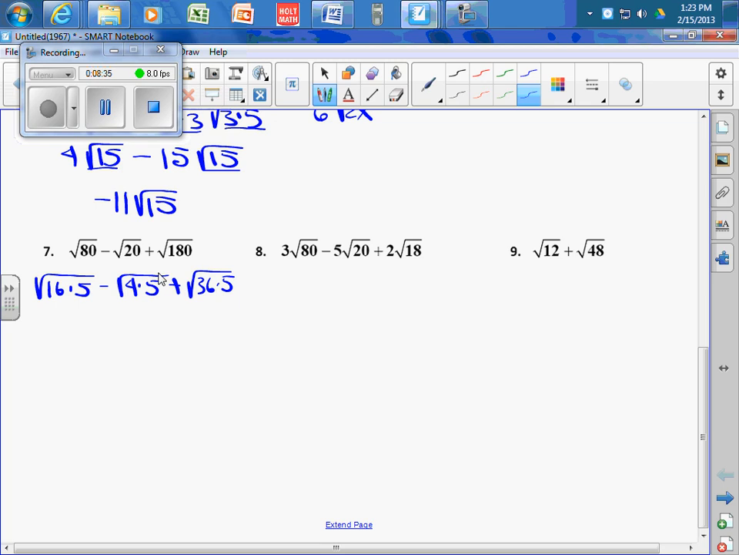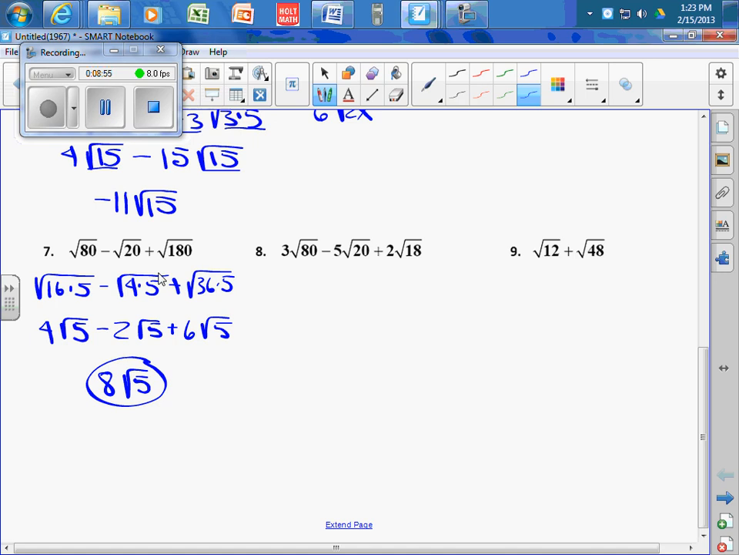I can take the square root of 16 and get 4. I have 4 radical 5 minus the square root of 4 is 2, 2 radical 5, and the square root of 36 is 6 radical 5. 4 minus 2 is 2. 2 plus 6 is 8. 8 radical 5 would be your final answer.